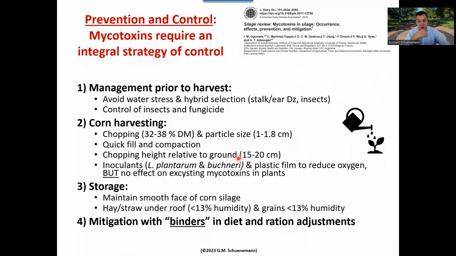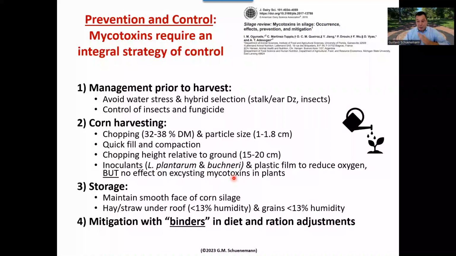Sometimes this is a compromise because you run out of forage and you have to get the most. But when you go lower, you bring in a lot more mycotoxin. Molds are part of the soil, so they are there. The closer you get to the soil, the more likely you get mycotoxin, right? Inoculants, I always get this question. Inoculants and plastic film are absolutely effective. There is a lot of research that shows they are effective, especially to reduce oxygen in the bunker, but they have no effect on existing mycotoxin in plants.